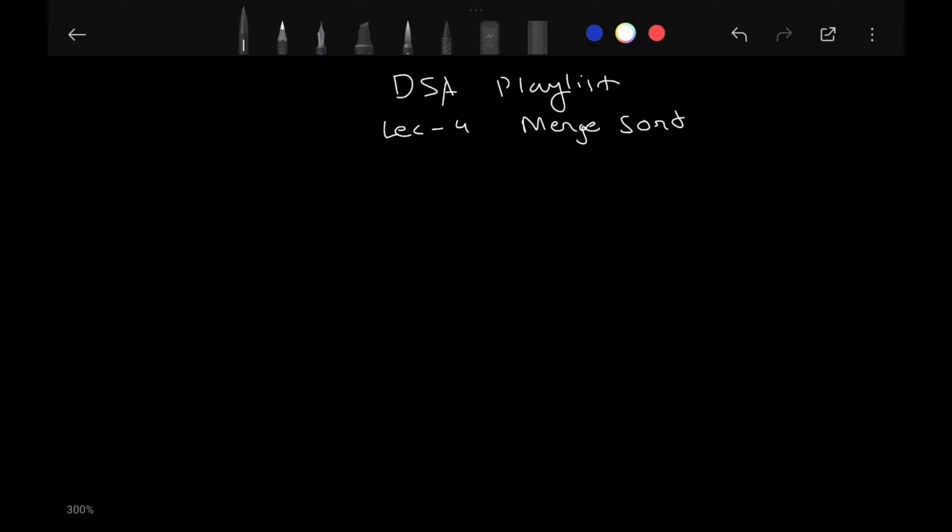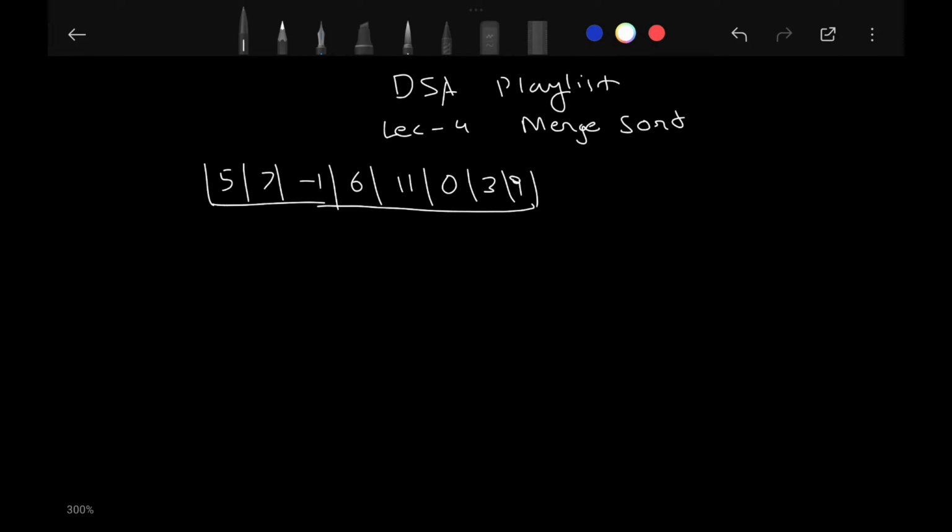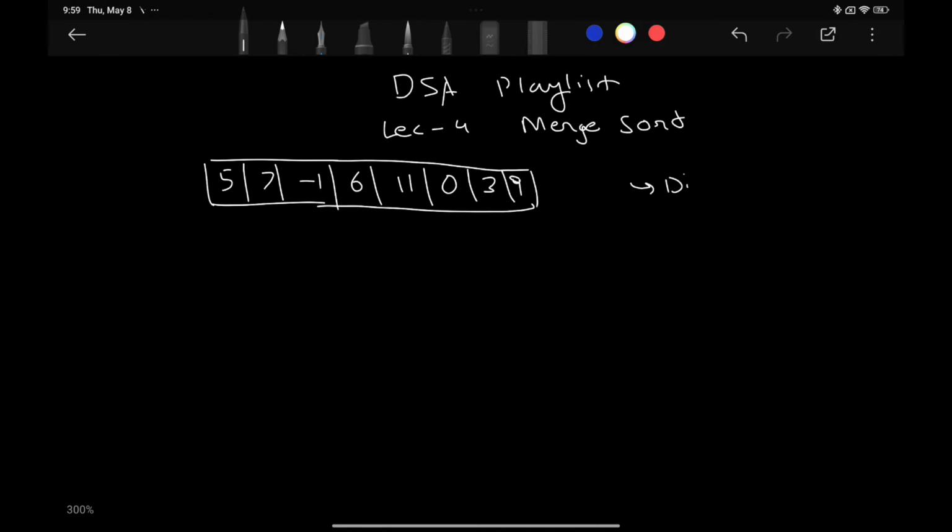Let's take an example: 5, 7, minus 1, 6, 11, 0, 3, 9. Let's suppose this is an array or a vector, and we will perform merge sort on this particular array. Merge sort is mostly based on the divide and conquer algorithm, and at the end of divide and conquer, it merges the array.